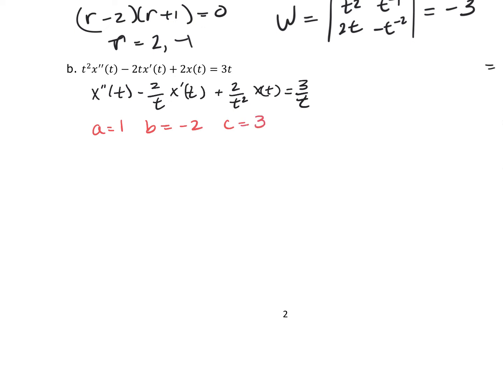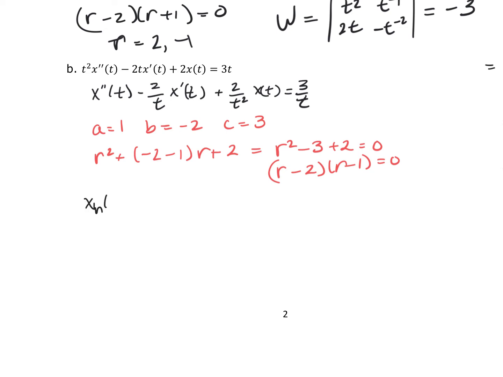My characteristic polynomial is r squared plus negative 2 minus 1 multiplied by r plus 2, which gives us r squared minus 3r plus 2. And so this factors into r minus 2, r minus 1 is equal to 0. So my x sub h of t, my homogeneous solution, is going to be c sub 1 t raised to the 1 plus c sub 2 t raised to the 2.